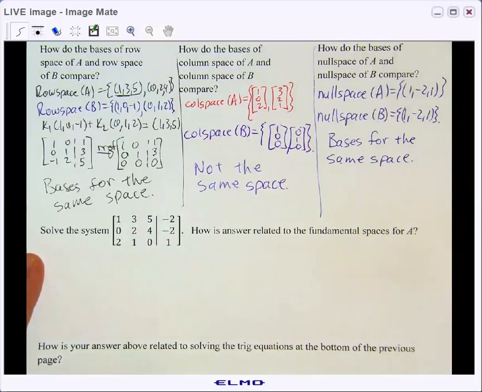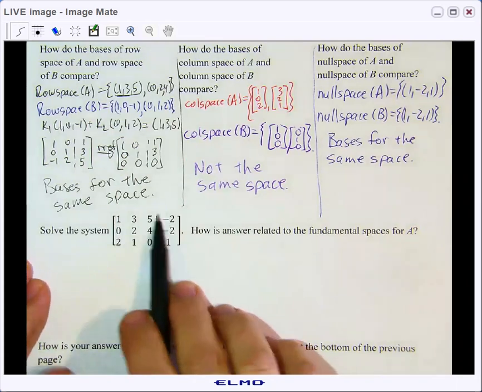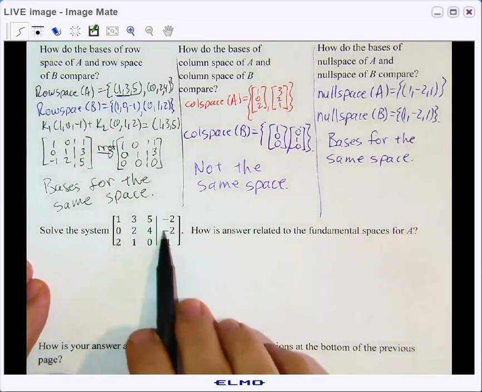Welcome back to the fourth and final video for section 5.5. We're finally getting ready to put it all together here, what our fundamental spaces have to do with anything. So let's take a look back at solving this system right here.